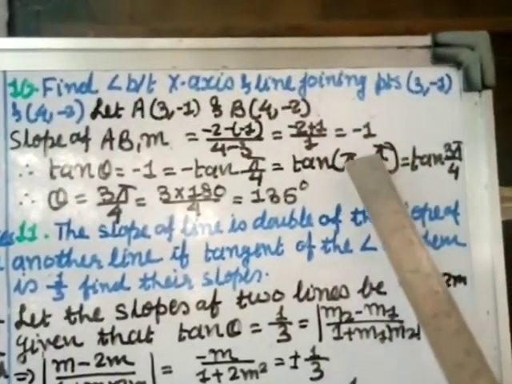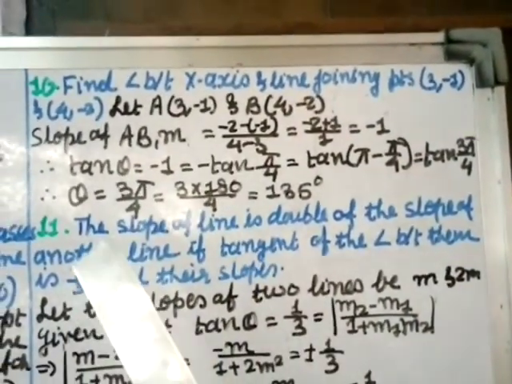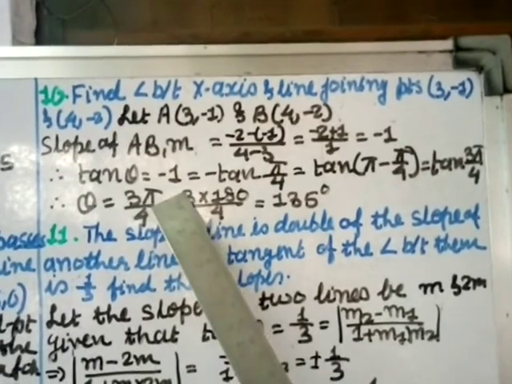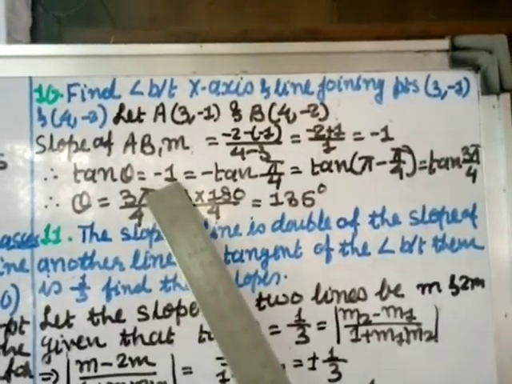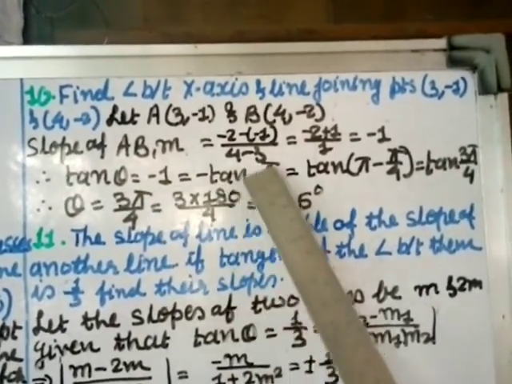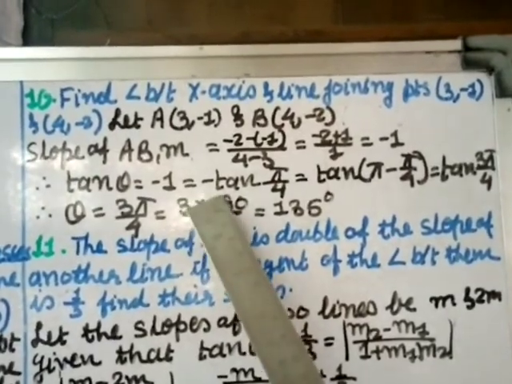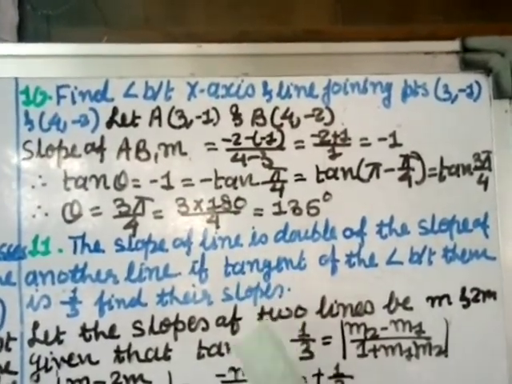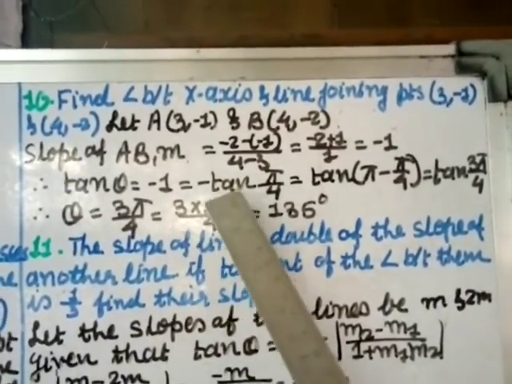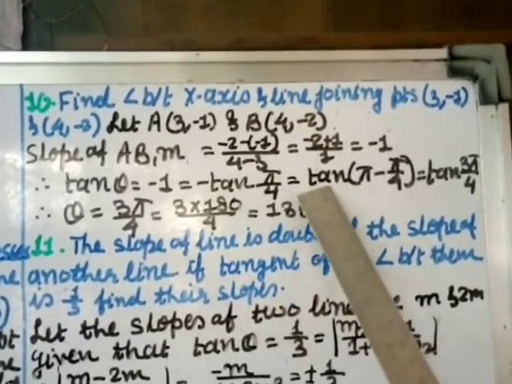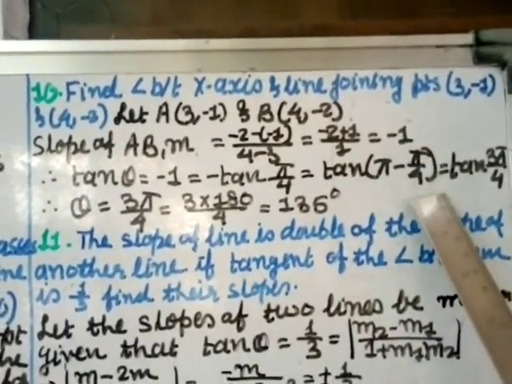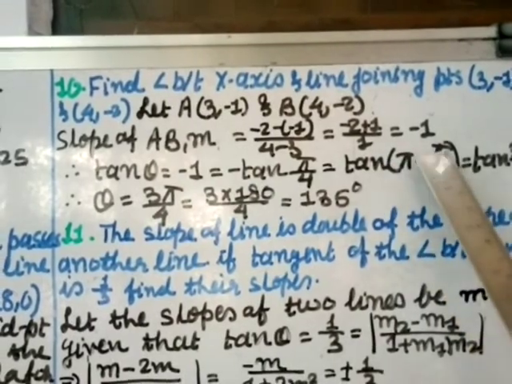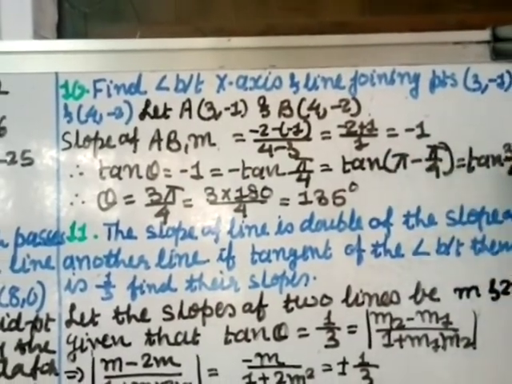Okay, so it is minus 1. Now this is the slope, and by definition tan theta equals minus 1. Now the value of tan which is 1 is tan pi by 4. It is negative. Since it is negative, it will be in the second quadrant. So to cancel the negative, you can write this as tan of pi minus pi by 4. Take LCM. So 4 minus 1 gives you 3 pi by 4.